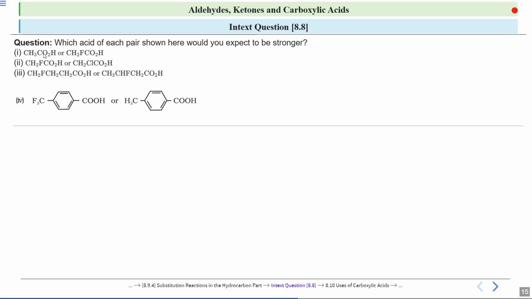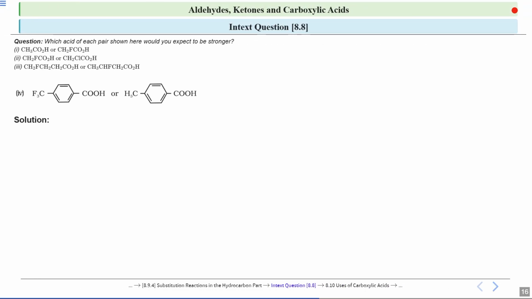In our first one, a fluorine group is attached. Here there is fluorine and here there is chlorine. Here, if you see, the position of fluorine is switched. And next you have this CF3 group which is attached, and here it is a CH3 group that is attached. So I'll give you some seconds to think, and then we will continue with the solution. Okay, so moving on to the solution.